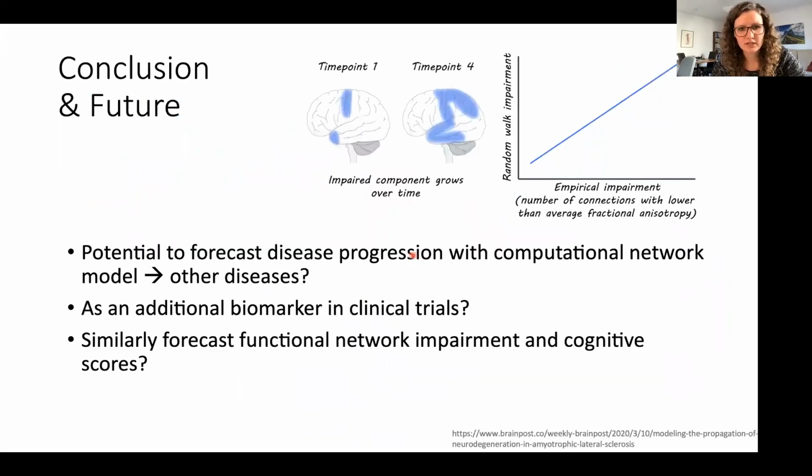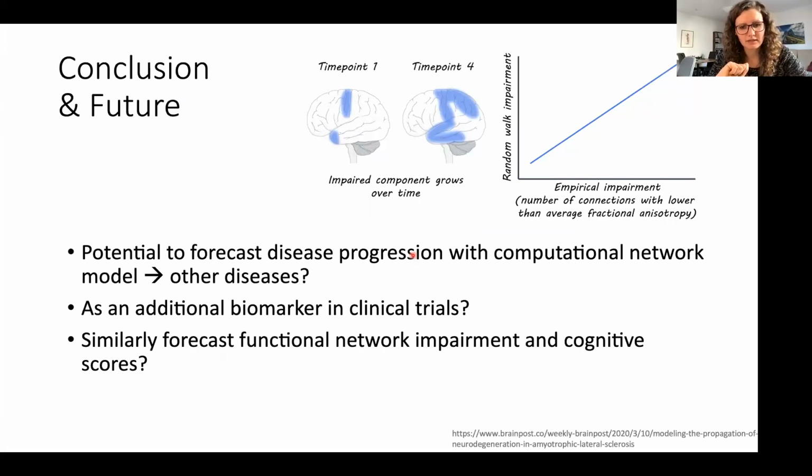Just as a conclusion and a future pathway of this research, we showed that the random walker has potential to forecast the disease progression. So computational network models can really help to look into the future of a neurological disease. Another model, a diffusion model, has been used for dementia, and there it worked quite well to predict cognitive scores. So I think there are many other diseases out there that we could model like this, and I think it's worth doing it.